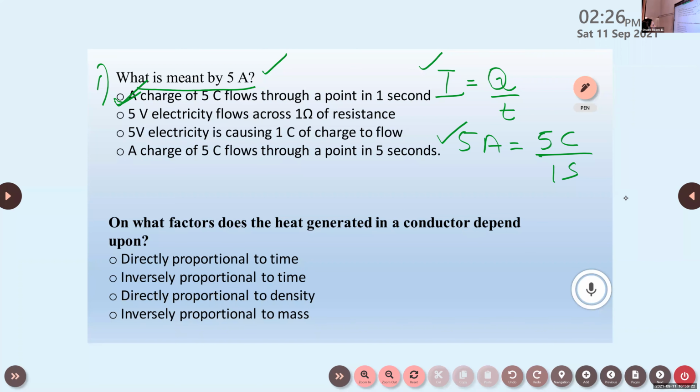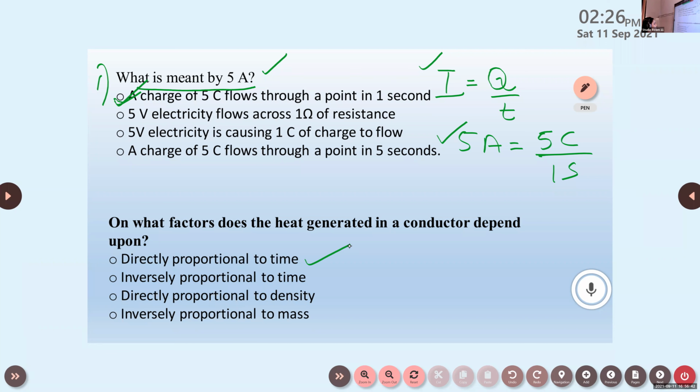Okay, then the question goes to girls team. Now, your time is over. Girls, option 1. If you know the answer, unmute and say, girls. Otherwise, both the teams score 0 marks. And directly proportional to time. It is directly proportional to time.